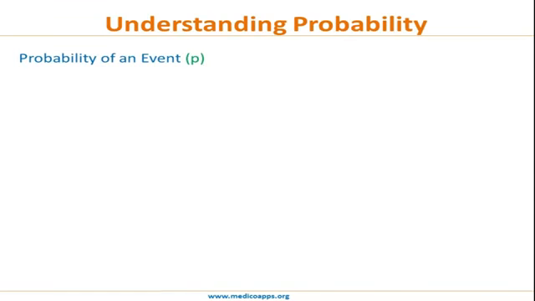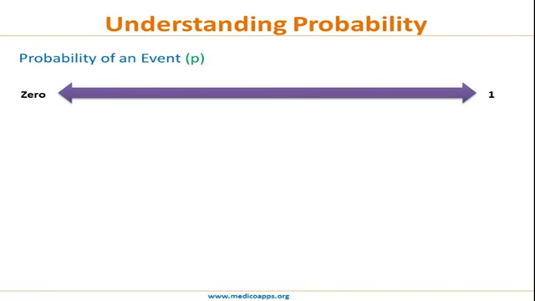Now, probability of an event can be described as a spectrum from 0 to 1. I mean, what is the probability that an event will happen? The minimum value of a probability is 0, the maximum is 1. So 0 probability means you are certain that the event will never happen. 1 probability means you are 100% certain that the event will happen.